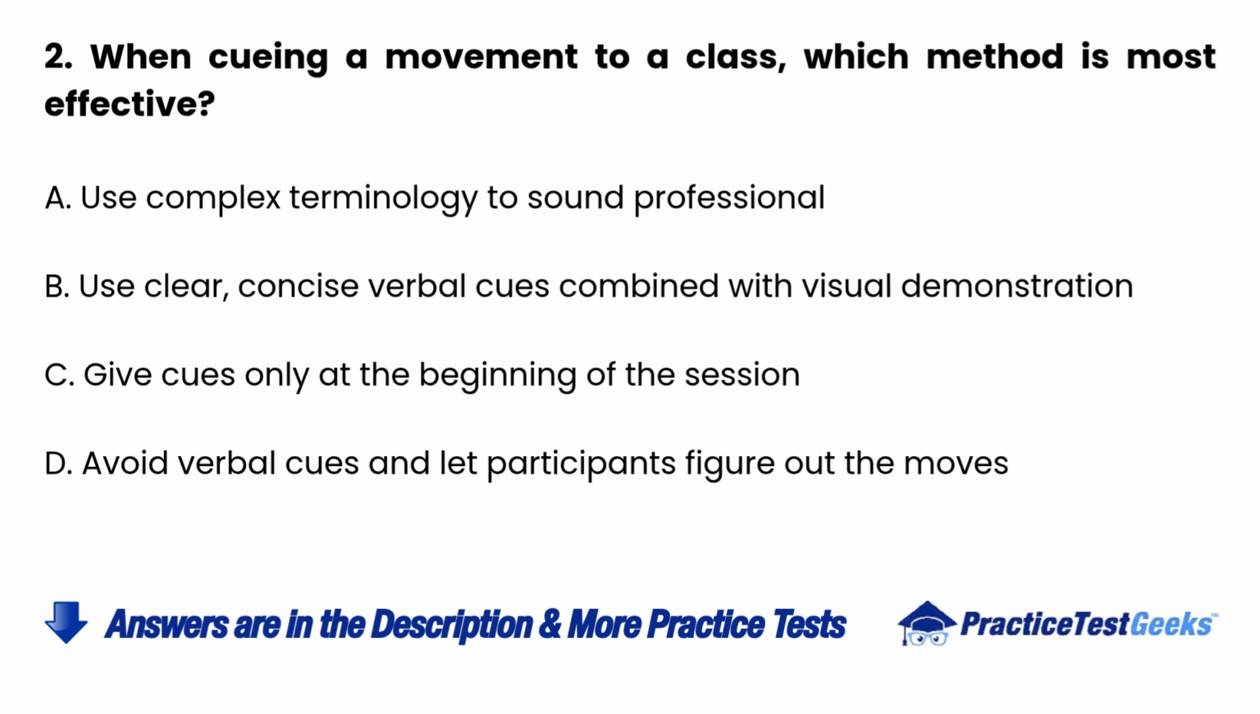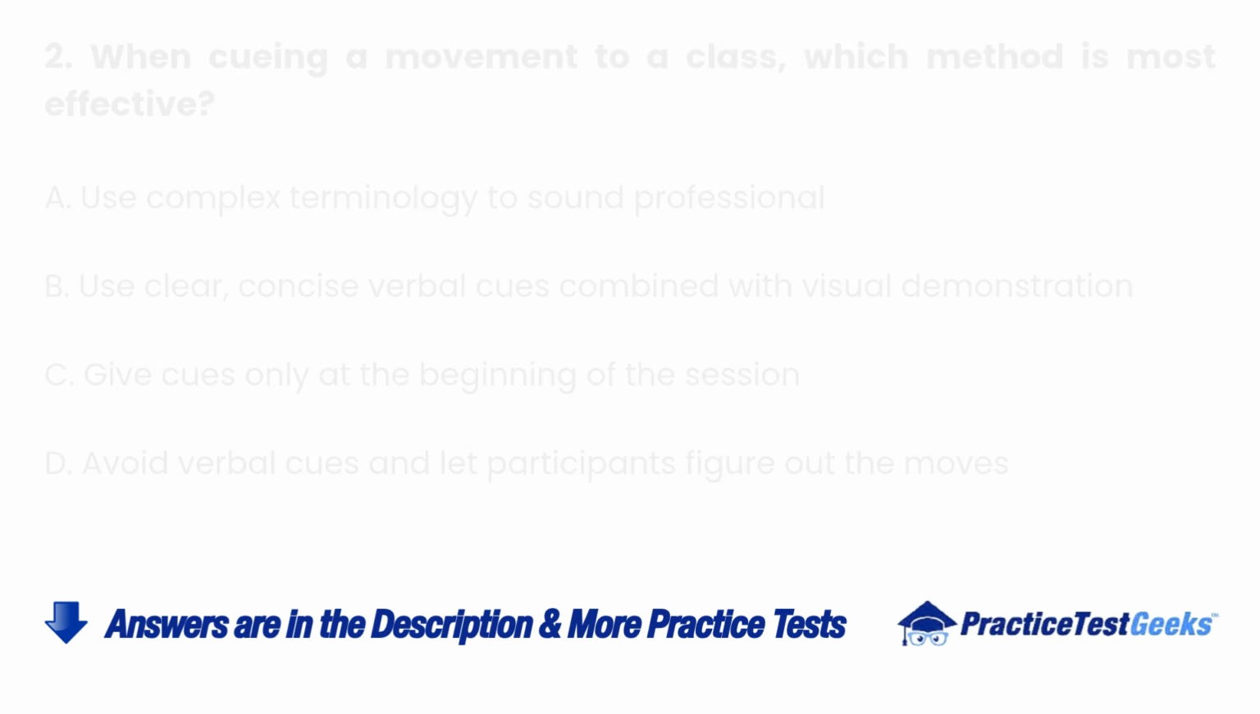2. When cueing a movement to a class, which method is most effective? A. Use complex terminology to sound professional. B. Use clear, concise verbal cues combined with visual demonstration. C. Give cues only at the beginning of the session. D. Avoid verbal cues and let participants figure out the moves.